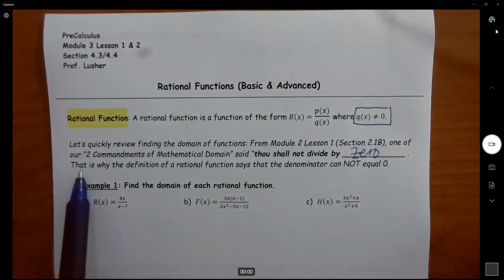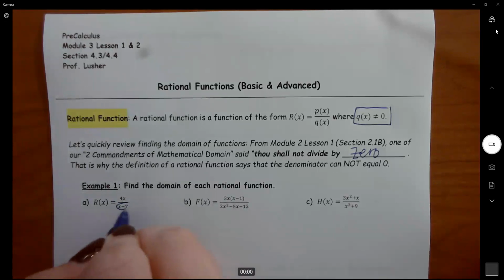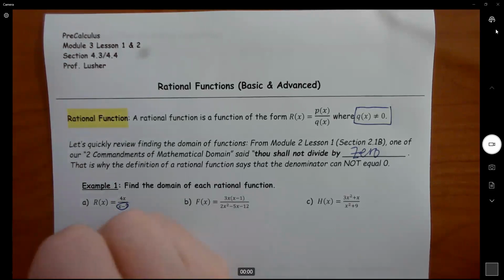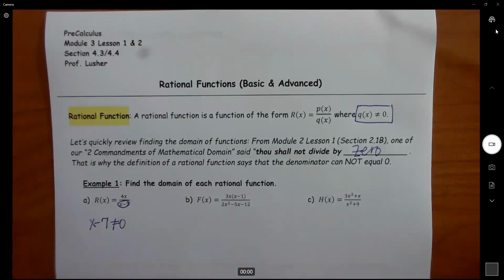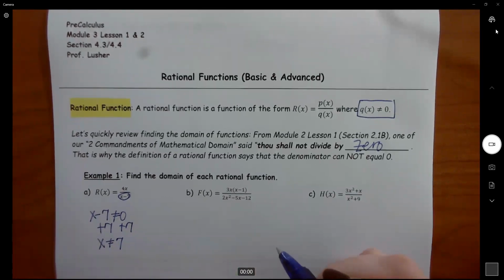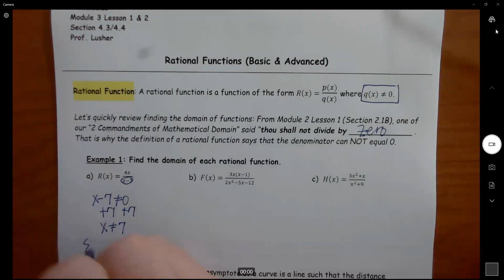That is why the definition of a rational function says the denominator cannot equal 0. So in example 1, when it wants us to find the domain of each rational function, all I care about is the bottom. We have 4x over 7 minus x. So I'm going to say that the bottom, 7 minus x, cannot equal 0, and then solve. I'll add 7 over, and we find out that x cannot equal 7. In set notation, that's the set of all x such that x cannot equal 7.